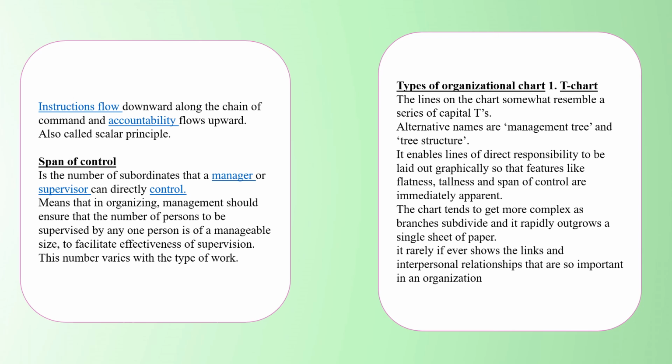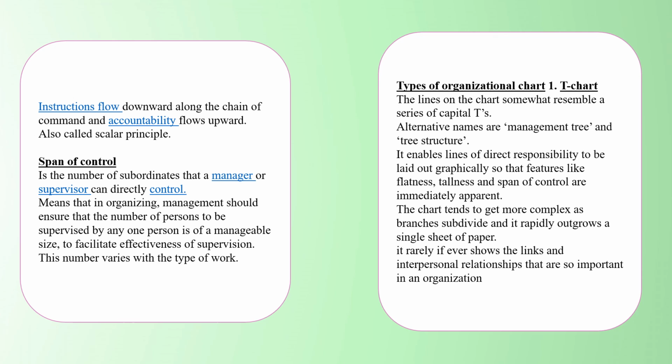The span of control is the number of subordinates that a manager or supervisor can directly control. It means that in organizing, management should ensure that the number of persons to be supervised by any one person is of manageable size to facilitate effectiveness of supervision. This number varies with the type of work.